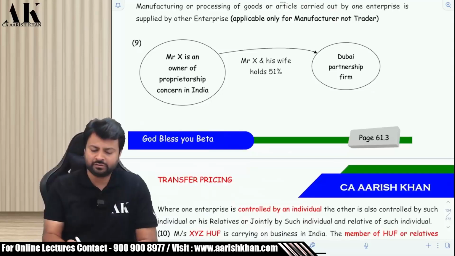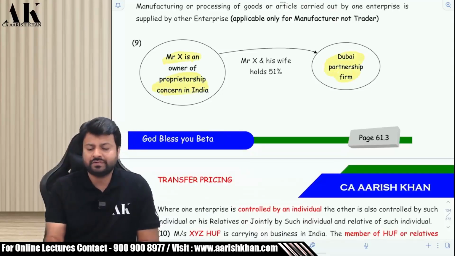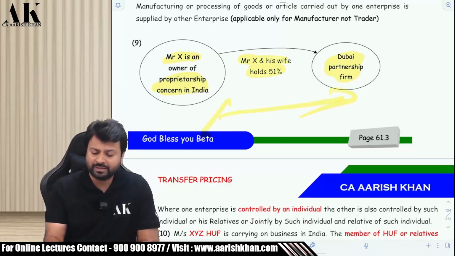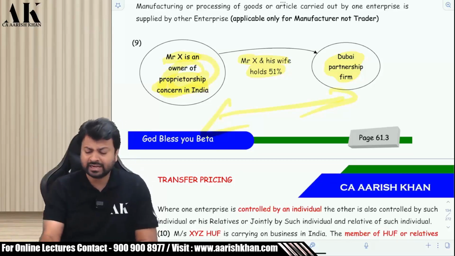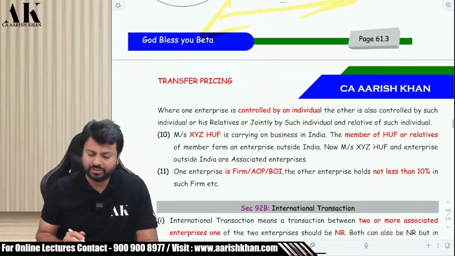Next one is for individuals. One entity is controlled by an individual, and another partnership firm is controlled by the individual and his relative. Then both of them are deemed to be associate enterprises. One entity is a sole proprietorship, and another entity is a partnership firm which is controlled by me and my wife only. Then we both are also deemed to be associate enterprises.